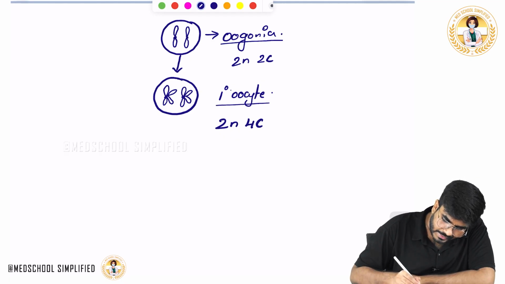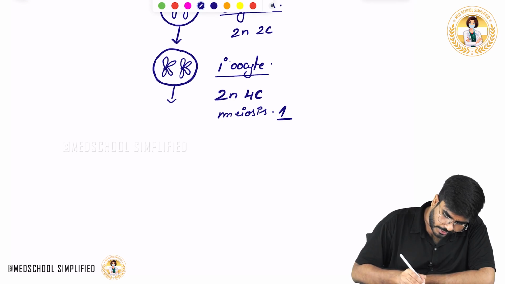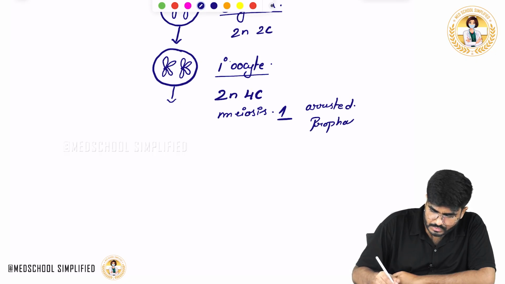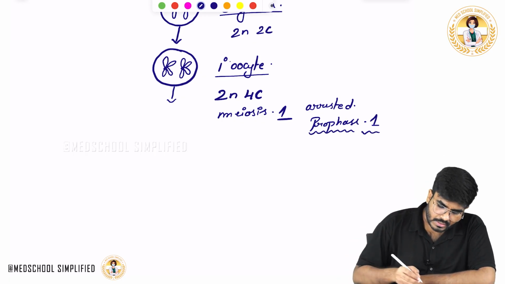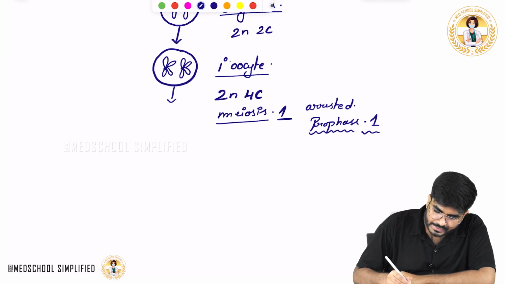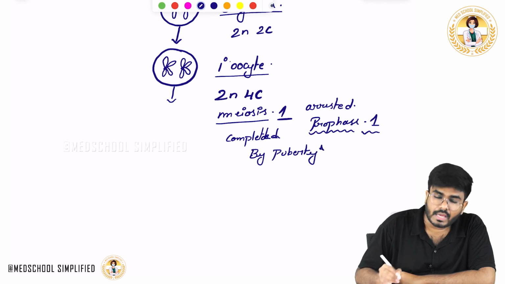Now, this primary oocyte has entered into meiosis 1. After entering into meiosis 1, it is arrested in prophase 1. So, in prophase 1 of meiosis 1, these primary oocytes are arrested. When is this meiosis 1 going to be completed? It is completed by puberty. So, till puberty they are arrested.